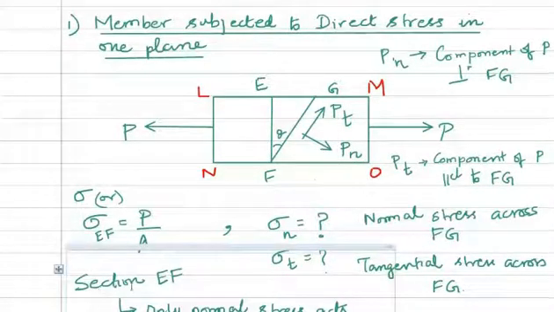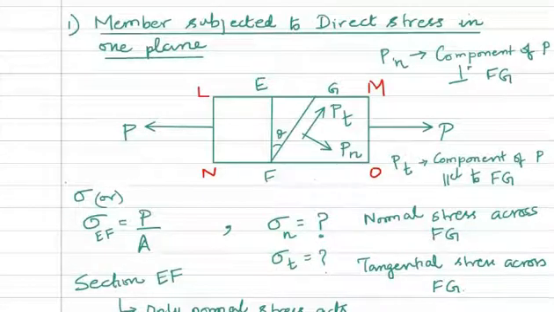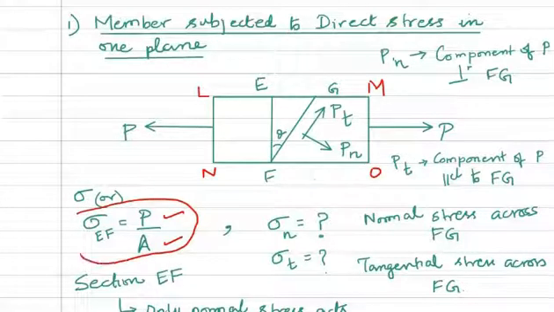So whenever you calculate the stress, we know that stress is given by force by area. So where the stress will be acting? So this stress will be acting in this plane. You consider a plane EF which is perpendicular to the direction of the applied force. So the normal stress acting on the plane EF is given by P by area.